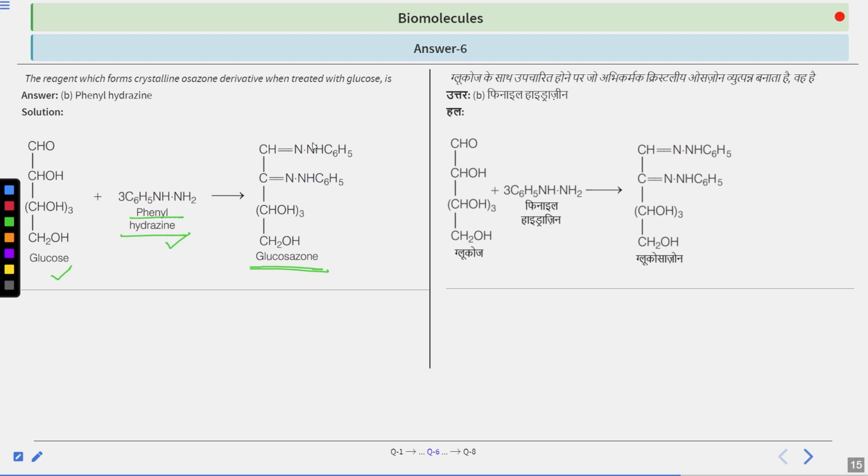CH=N-NHC6H5, C=N-NHC6H5, CHOH whole thrice, and CH2OH. This is the structure of glucosazone, which is an osazone derivative. And this is the question, that when you treat glucose with a particular reagent, you get the derivative of osazone. What will be the reagent? So the correct answer is option B, phenylhydrazine.